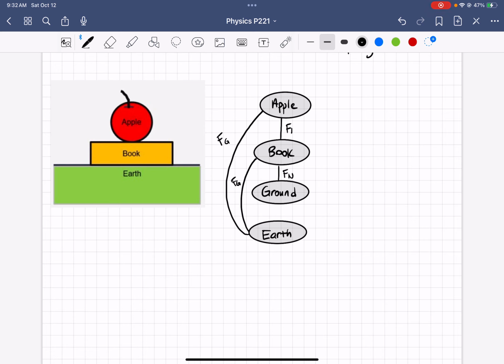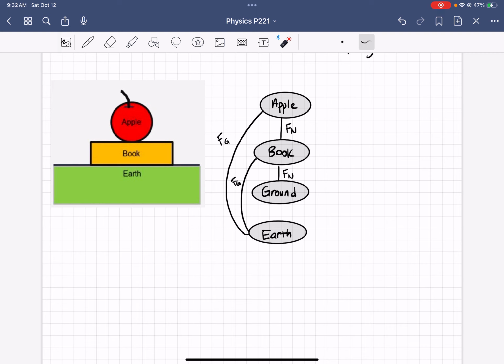Okay, so the next thing I'm going to do is try to draw a free body diagram for these objects, and that's what we are really ultimately after in this exercise. So I'm going to start with the book, and maybe I'll add some color coding here. So the book is kind of orange in our picture, and the apple is sort of red, so I'll use those colors for my diagrams.